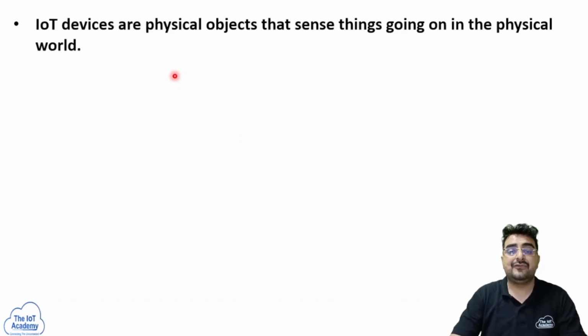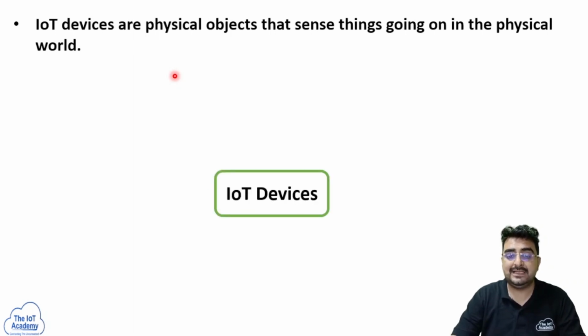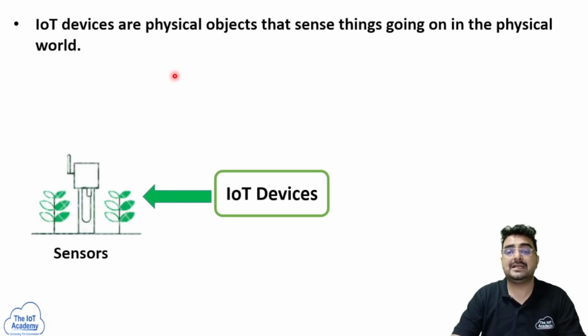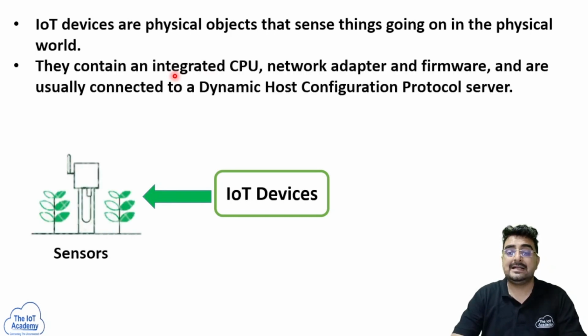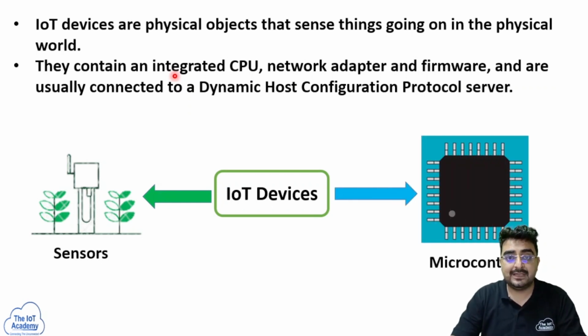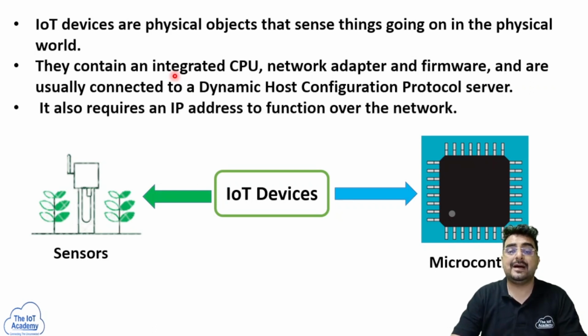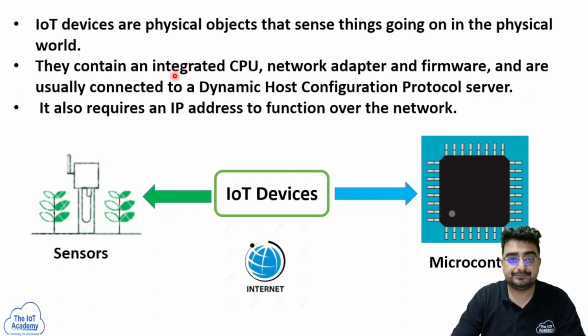So in IoT devices there are physical objects that sense things going on in the physical world. So this is the IoT device. It will sense data from the sensor. Then they contain an integrated CPU, a network adapter and a firmware, and are usually connected to a Dynamic Host Configuration Protocol server, and it also requires an IP address to function over the network.